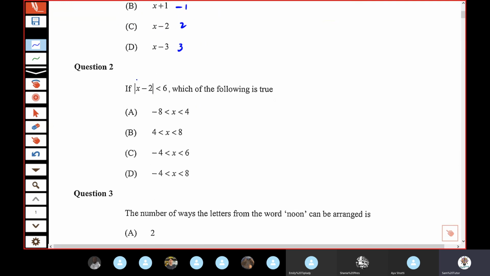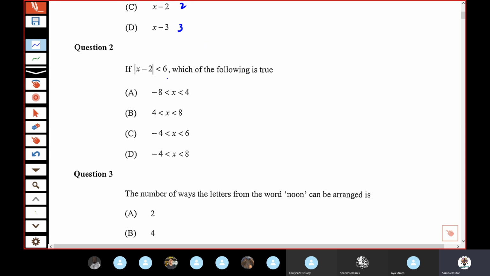If x minus 2 in absolute values is less than 6, which of the following is true? If you're doing it your school's way, you probably would be writing something like this. And then it's pretty easy. That means you've memorized this. Minus 4 less than x less than 8. That's great.